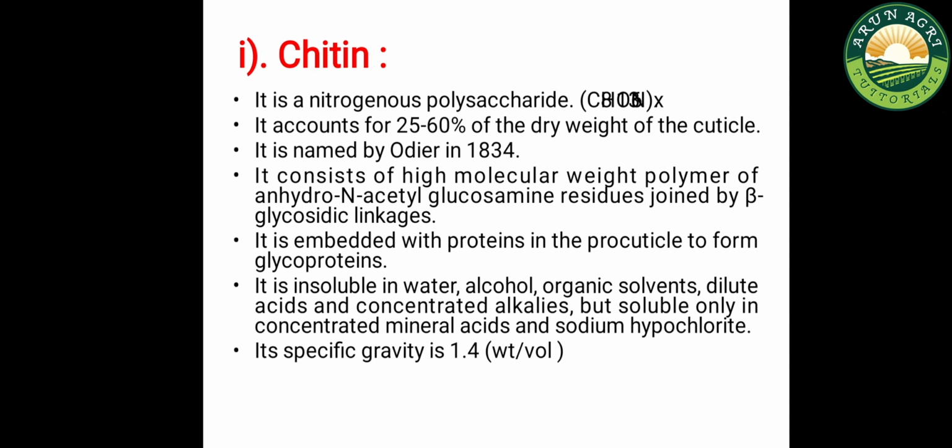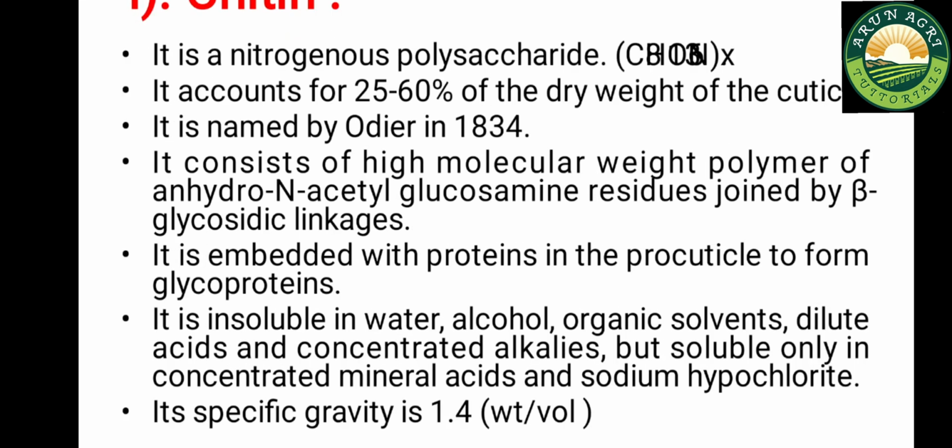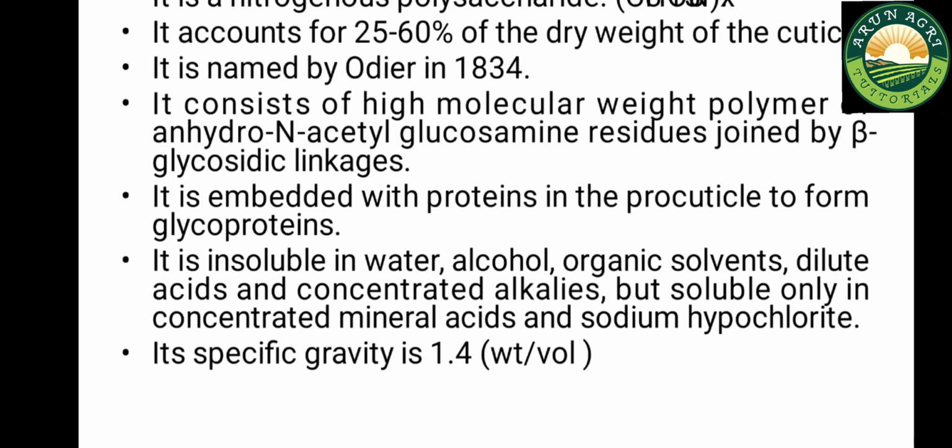Chitin was named by Odier in the year 1834. It consists of a high molecular weight polymer of anhydro N-acetyl glucosamine. Shortly it is called NAG, N-acetyl glucosamine, which is joined by beta glycosidic linkages. It is embedded with the proteins in the procuticle and forms glycoproteins, and it is insoluble in water.